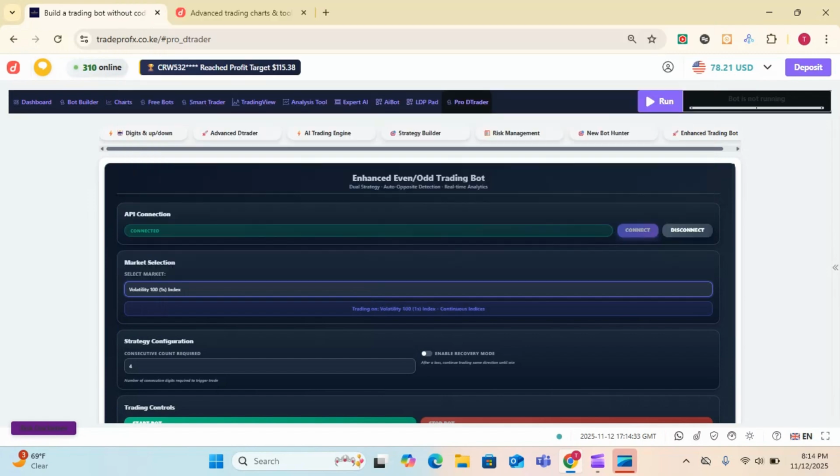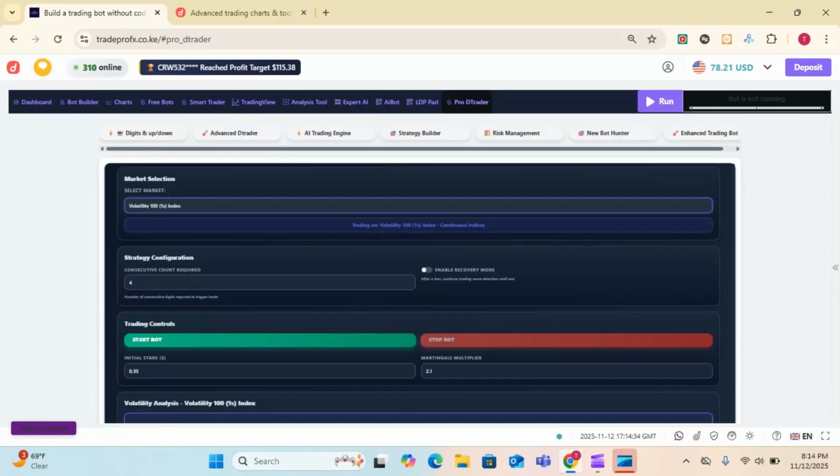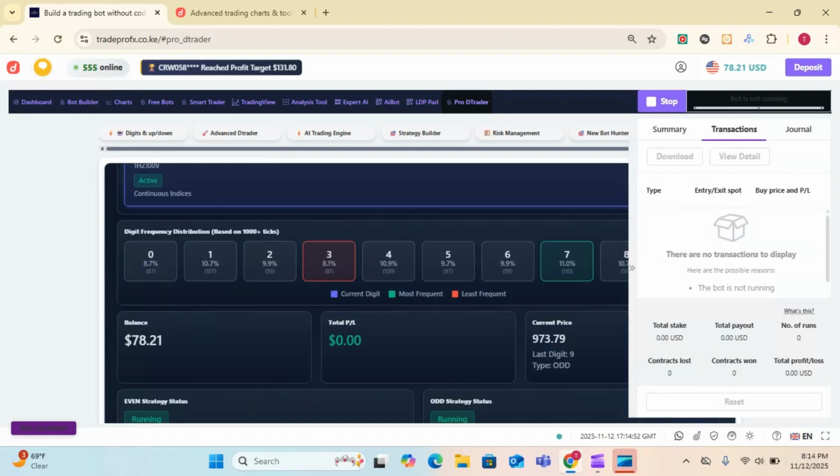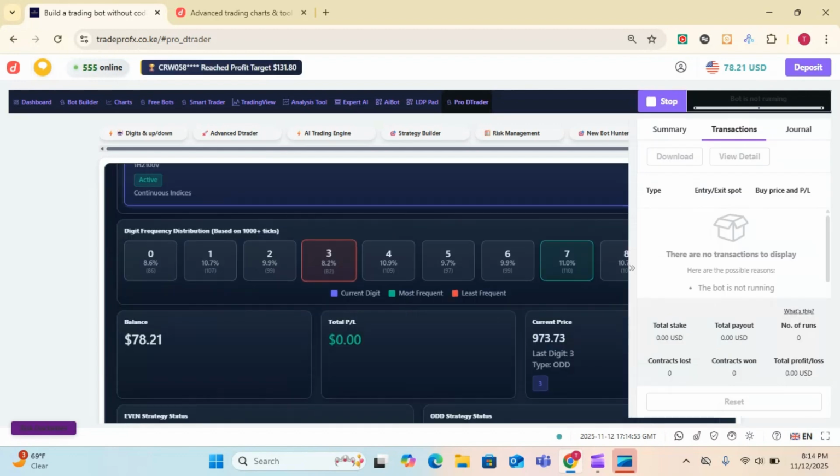The maximum is around 14, and most of the time I normally see it from 11 to 14. So when I tell you to put digit 7 for the required consecutive count, then you activate enable recovery mode. Then you can click start trading. Then when you scroll down, you can see what is happening.